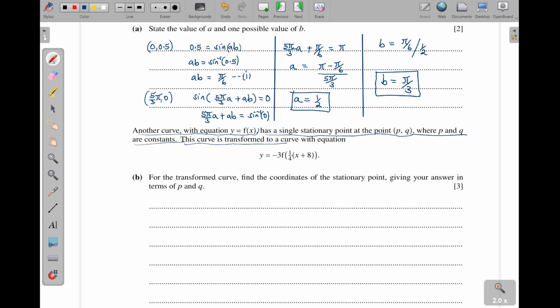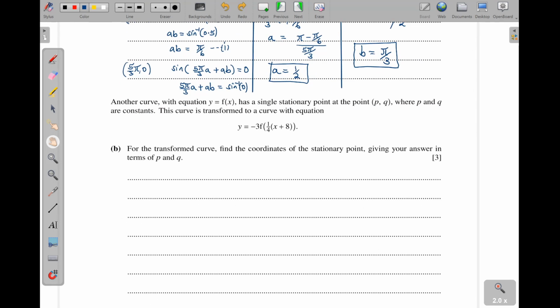This curve is transformed to a curve with this equation here. Then part B, for the transformed curve, find the coordinates of the stationary point, giving your answer in terms of P and Q.